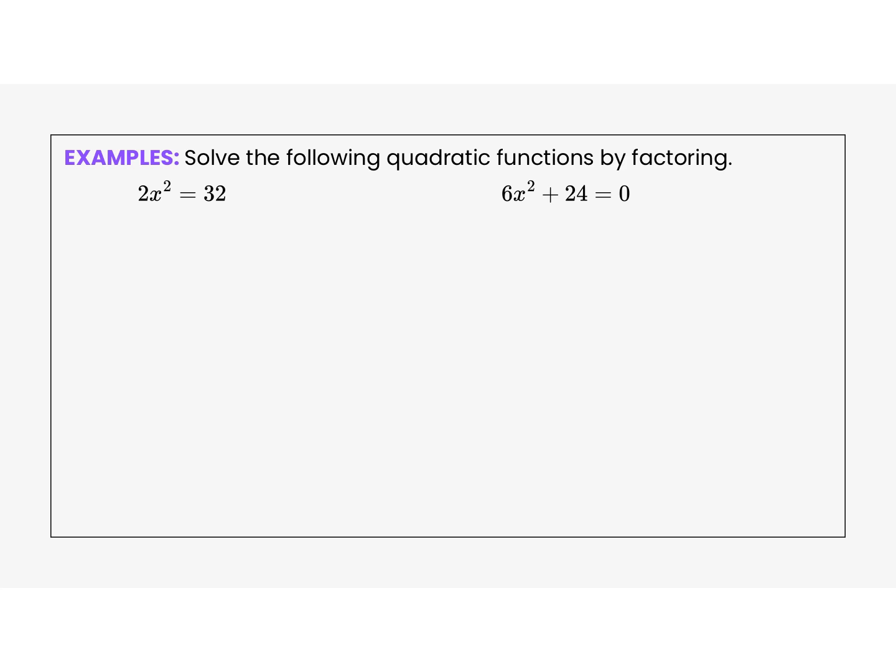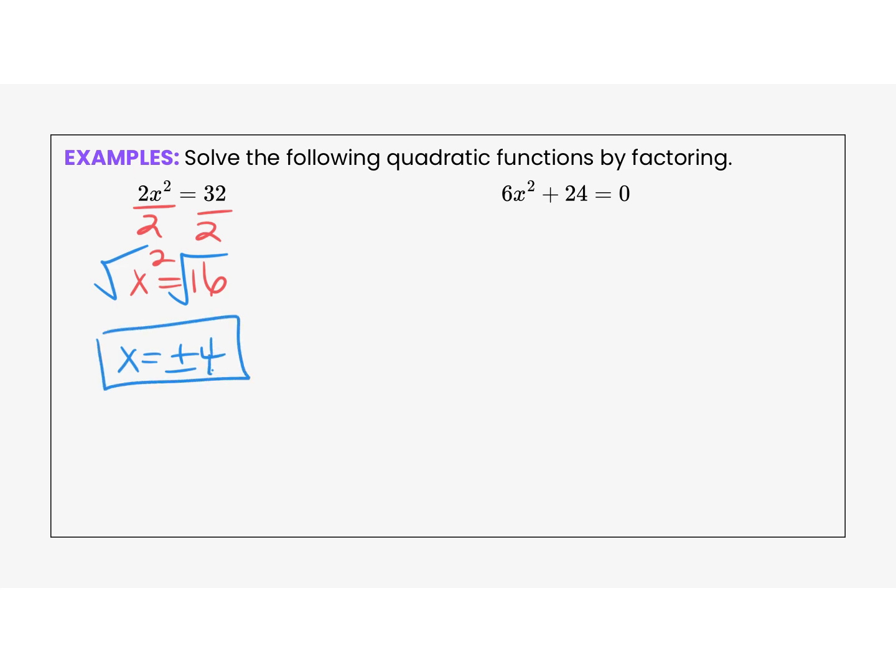Okay, a couple more. So 2x squared equals 32. All I need to do to get x squared by itself is divide by 2. So I get x squared equals 16. Take the square root. So I get x equals plus or minus 4. 16 is a perfect square, so we can write our answer just like that.